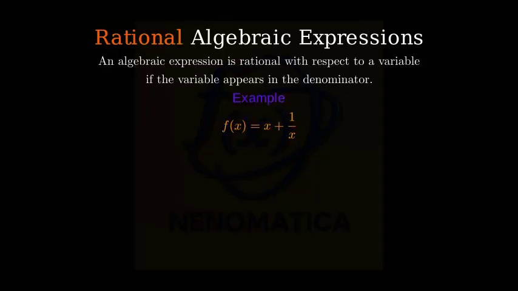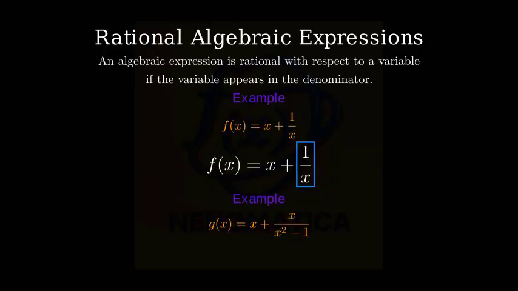The function f of x equals x plus 1 over x. This is a rational expression because the variable x appears in the denominator. Let's analyze this expression. We can see that it consists of two terms. The first term is x, and the second term is 1 over x. The second term is what makes this expression rational, since x appears in the denominator. Let's look at another example.